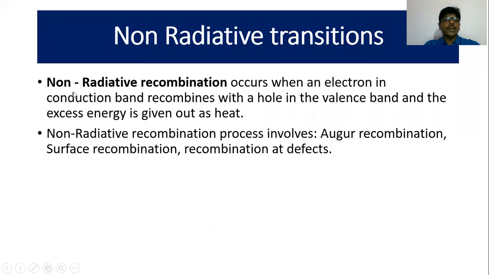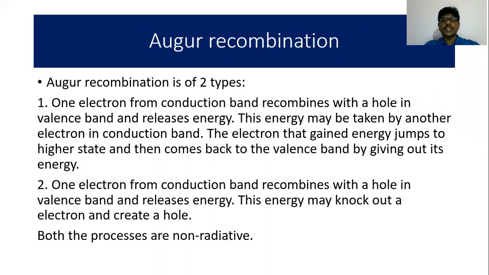Therefore, non-radiative recombination occurs when an electron in the conduction band recombines with a hole in the valence band and the excess energy is given out as heat. Non-radiative recombination processes involve Auger recombination, surface recombination, and recombination at defects. So what is Auger recombination?